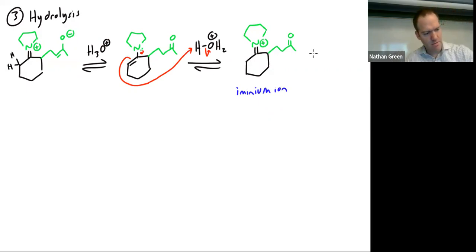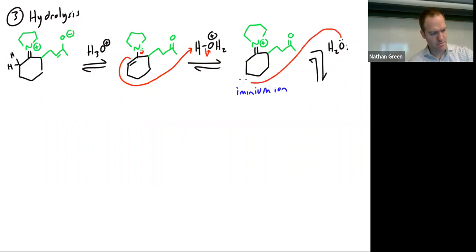Okay, the iminium ion is a good electrophile. If you have water present, it can attack this carbon. The iminium ion is very similar to an activated carbonyl. So the oxygen here can attack that carbon and push the electrons onto the nitrogen.